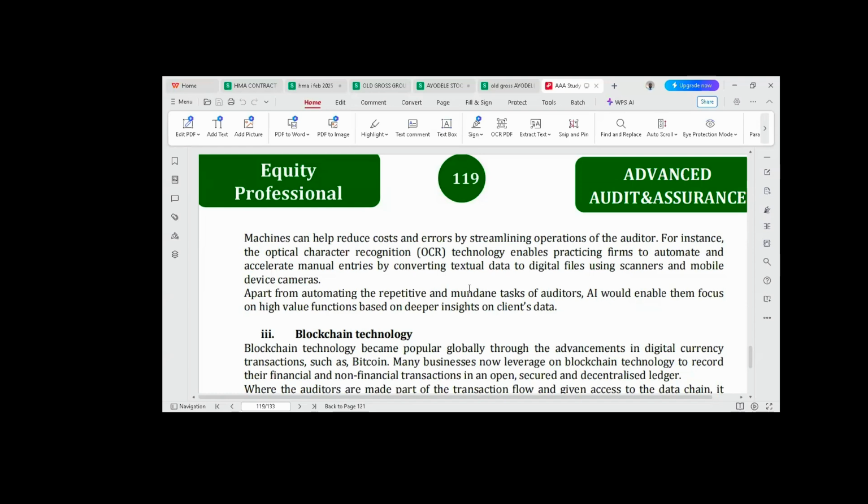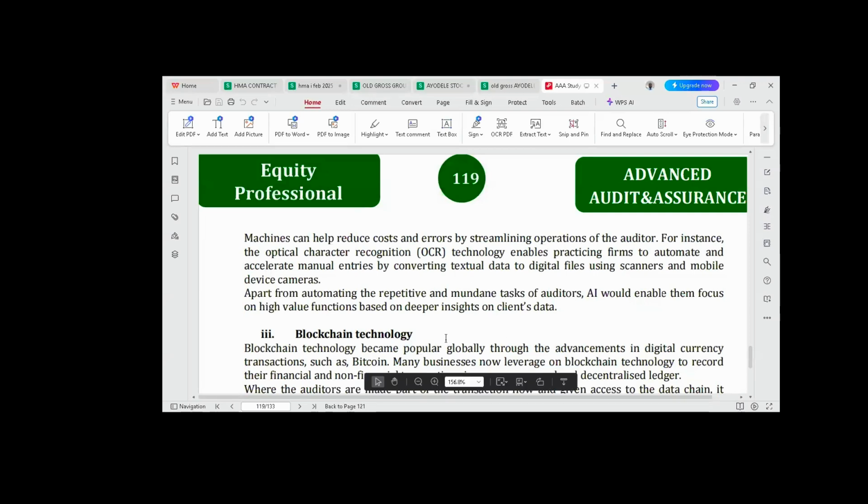So as auditors, they now focus on more strategic aspects of the client's business. That is how robotics and artificial intelligence have impacted the auditing environment. I hope that is clear.